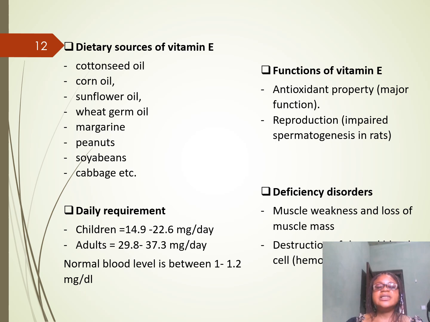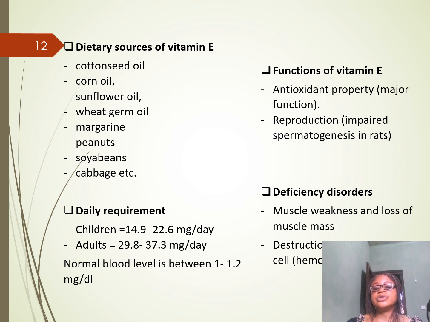Dietary sources of vitamin E: cotton seed oil, corn oil, sunflower oil, wheat germ oil, margarine, peanuts, soybean, and cabbage. You can see that the majority of them are of plant source. Vitamin E, the healthy ones, is gotten from plant oil and sources. Functions of vitamin E: as antioxidant. It has antioxidant property. That's the major function of vitamin E.